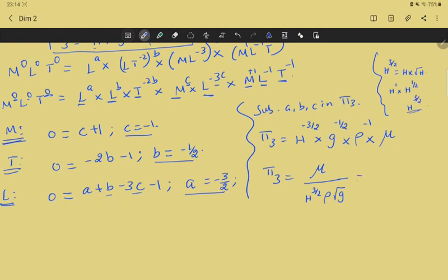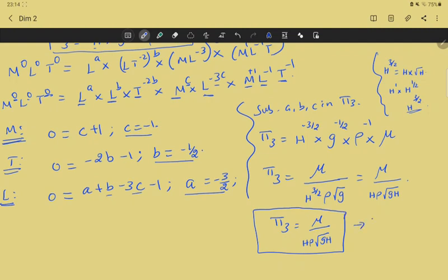So I can write this as mu divided by h rho square root of h. There's going to be a square root of h and square root of g, so I can write it as square root of g h. So pi 3 equals mu divided by h rho square root of g h. I'm going to call this equation 6. So now we have found all the values for pi 1, pi 2 and pi 3.